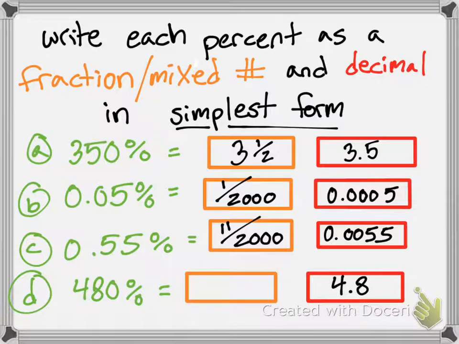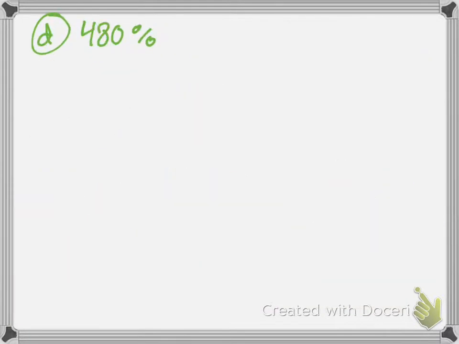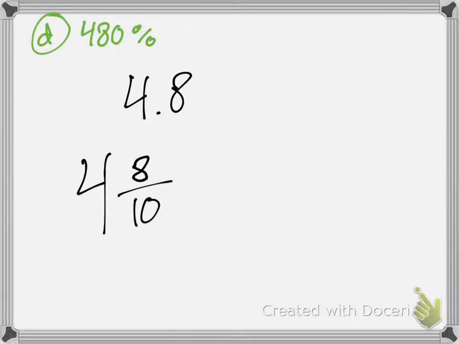4.80. What is that going to be? First, what is my initial fraction? I've got 4.8. 4 and 8 tenths. What's my initial fraction, Lennox? Your initial fraction would be 4 and 8 over 10. Perfect. 4 and 8 tenths, because that is our tenths place value. But I can simplify that. They're both even.